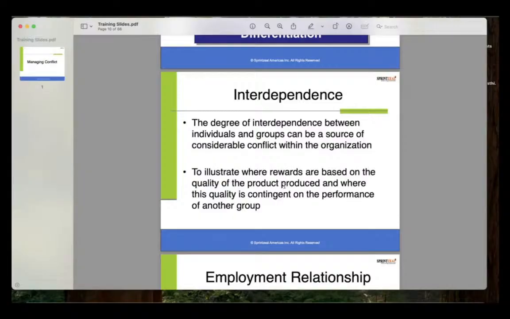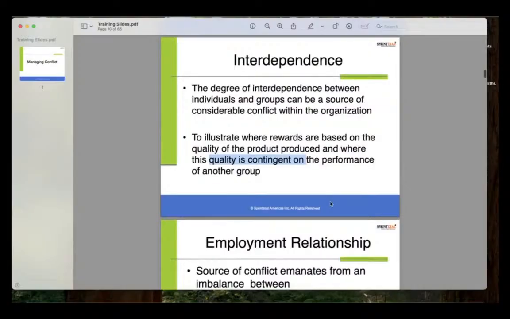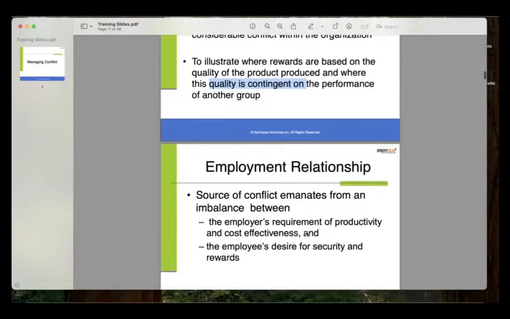So in this case, it is interdependence, like maybe two teams or two people are interdependent. To illustrate, where rewards are based on the quality of the product produced and where this quality is contingent on the performance of another. So it is interdependence between two groups here. So these are the sources. Then the next one is the employment relationship.